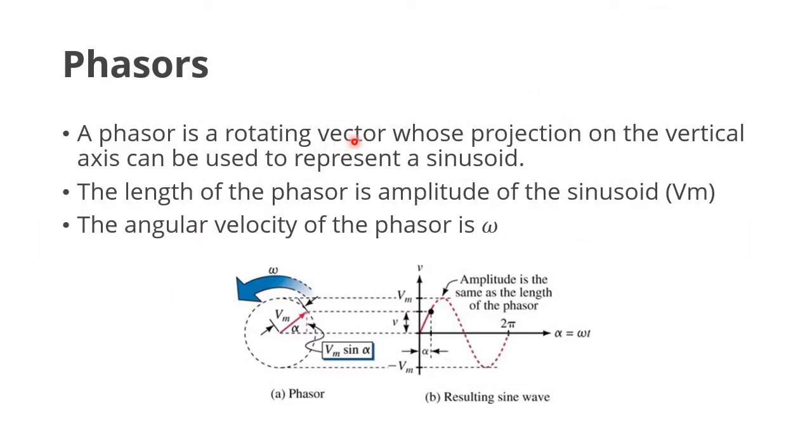A phasor is a rotating vector whose projection on the vertical axis can be used to represent a sinusoid waveform. This is a phasor which holds the sinusoid equation as Vm sin alpha, where Vm is the maximum value of the voltage. The length of the phasor, Vm, is equal to the amplitude of the resulting sine wave. The angular velocity of the phasor is omega, and this angular velocity will determine the frequency of the sine wave.